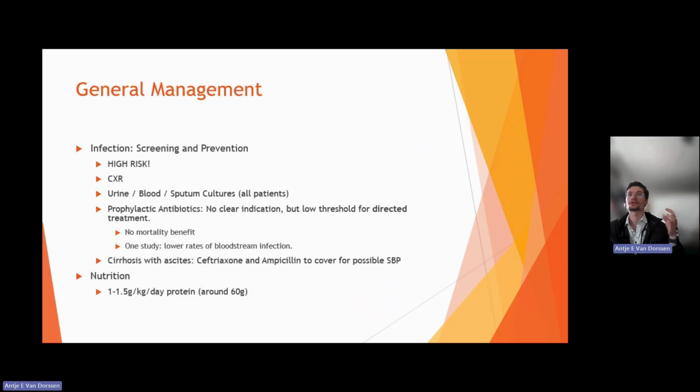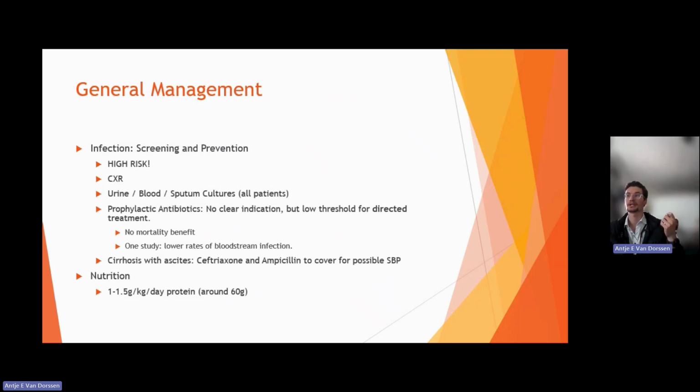So all our patients who come in with liver failure should be actively screened for infection. That means urine, blood, sputum cultures, chest X-ray, to try and identify possible sources before it becomes an issue. And we do have a lower threshold then for initiating empiric or direct treatment.